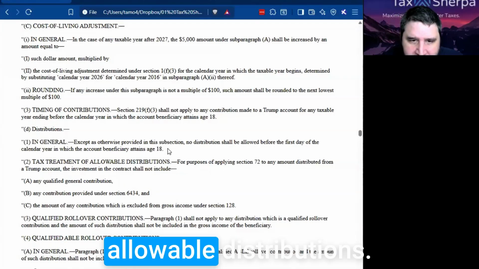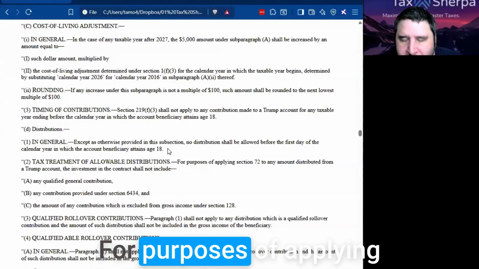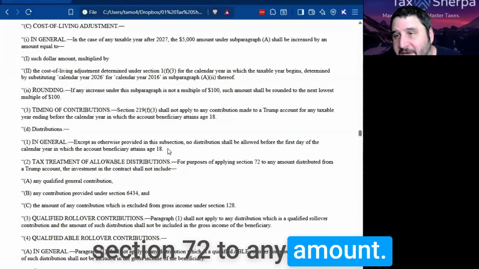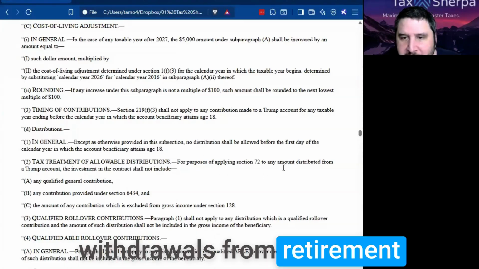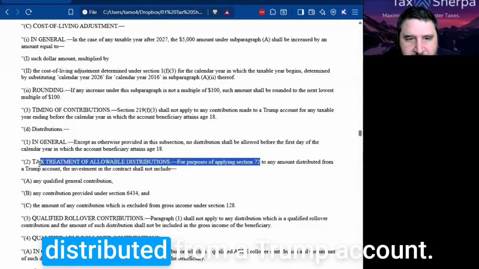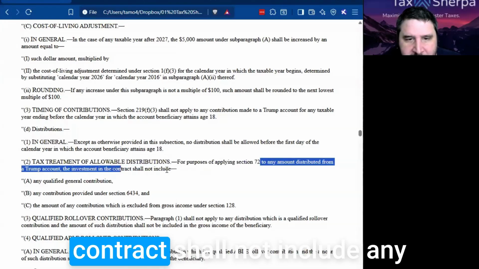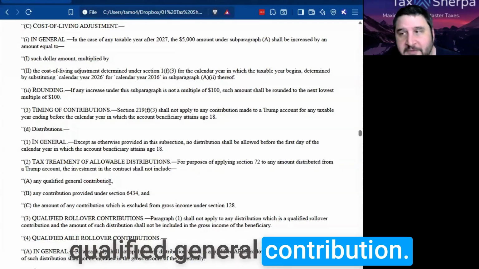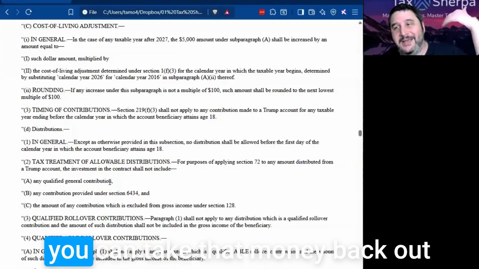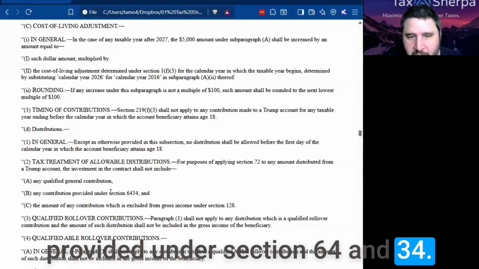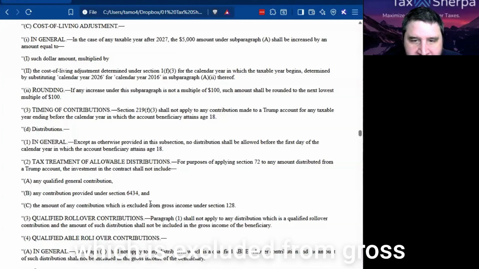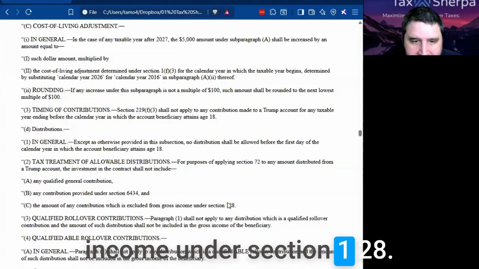Tax treatment of allowable distributions. For purposes of applying Section 72 to any amount, and Section 72 is what creates the 10% penalties on early withdrawals from retirement accounts, to any amount distributed from a Trump account, the investment in the contract shall not include any qualified general contribution. So if you put in qualified money, you can take that money back out without penalty. Any contribution provided under Section 6434, any amount of any contribution which is excluded from gross income under Section 128.